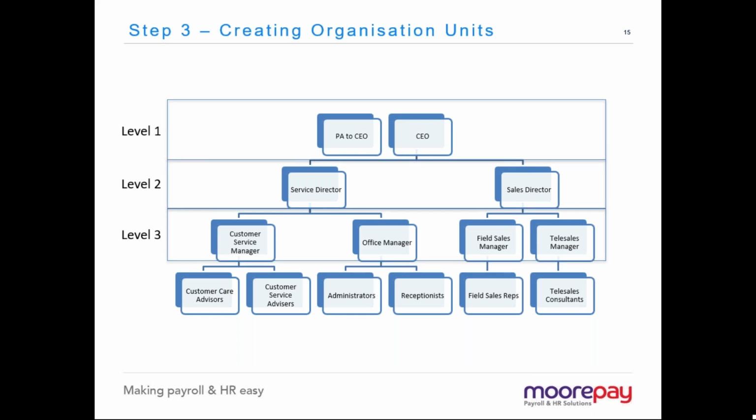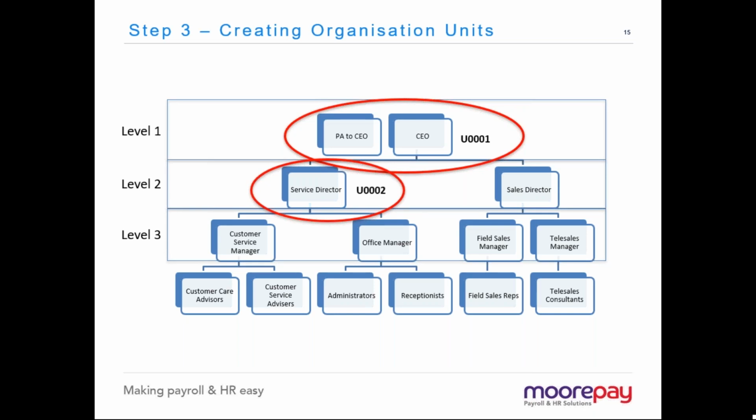The naming format that we use for the organizational units within the system starts at U0001, which would be Unit 1, and next it would be U0002, U0003, and so on. So if we just have a look here, there is our first organizational unit, the CEO and the PA to the CEO. So they are U0001. The next one is the service director. They don't have anybody within their own organizational unit there, but they are just U0002.